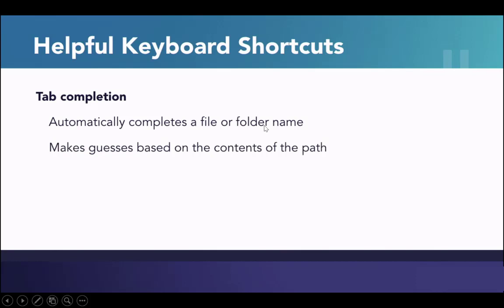Basically, if you have a very long file name or folder name, you don't need to type the whole name. You just type a few letters and hit the tab key. It will automatically complete your file name and folder name by itself. It makes guesses based on the content of the file. Basically, Linux makes guesses on the content of the file and folder. So I will show you how it works.